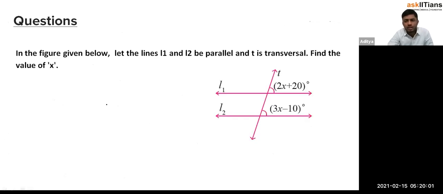Now, let us try to solve some questions here. We are given the question that, let the lines L1 and L2 be parallel and T be the transversal, find the value of X. So clearly we can see this angle and this angle form a pair of corresponding angles. So they will be equal to each other.